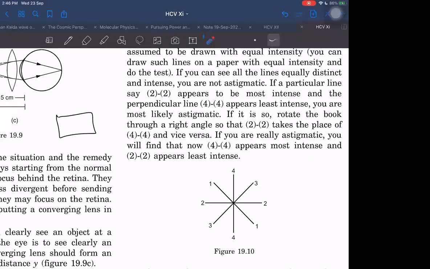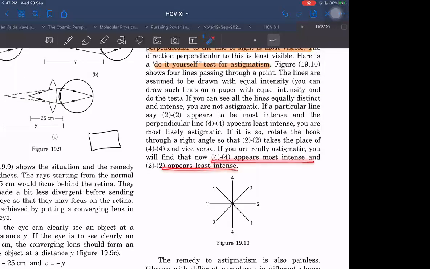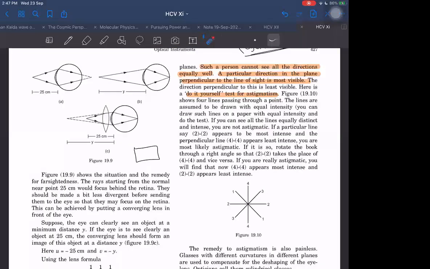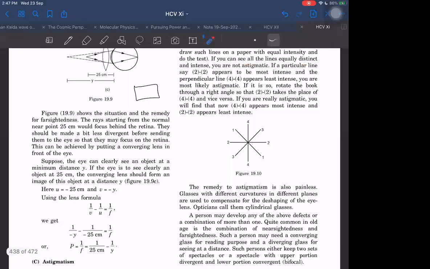Right. So you will find out that some lines will appear to be more intense. While as you change your eye location, you rotate your eye in one direction, you will notice that some other line will appear to be brighter, more intense, more dark. I am noticing the same thing is happening with me. So yes. What is the remedy to astigmatism is also painless.